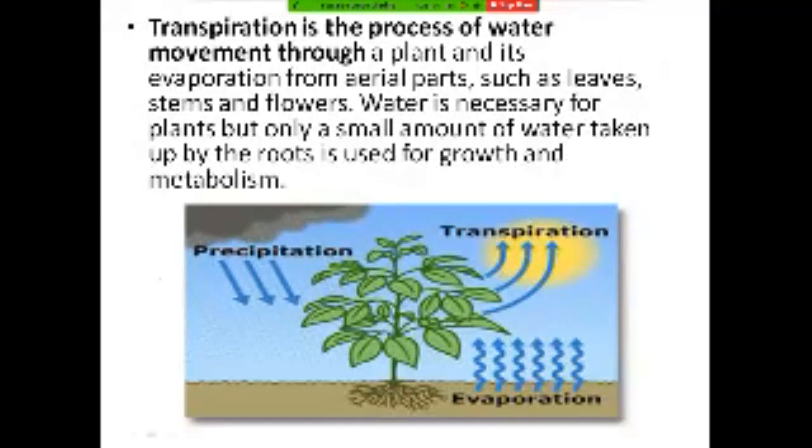Now, transpiration is a process of water movement through a plant and its evaporation from aerial parts such as leaves, stems, and flowers. Water is necessary for plants, but only a small amount of water taken up by the roots is used for growth and metabolism. So every living organism needs water. Transpiration means the loss of water from the leaves, stem, and flowers. That is called transpiration. So transpiration is a part of the evaporation.